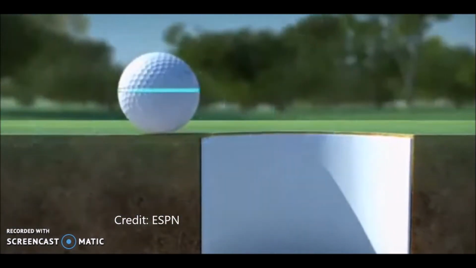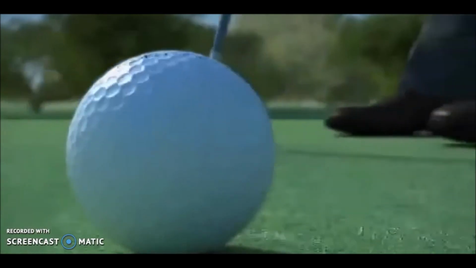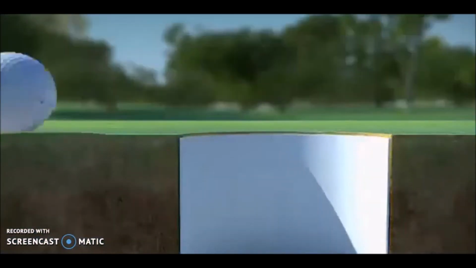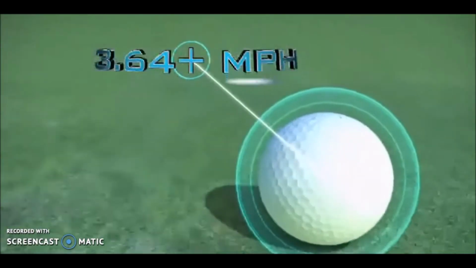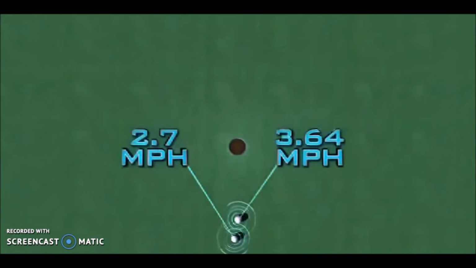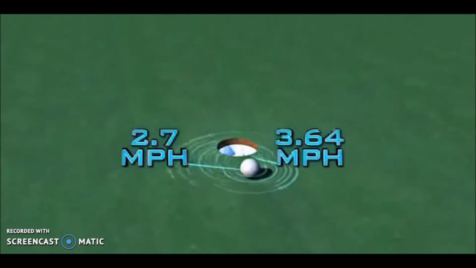To sink a putt, the ball's equator must get below the lip of the cup. A putt tracking directly toward the center of the cup cannot drop if the ball is moving more than 3.64 miles per hour. Off center by only 1 inch essentially shrinks the hole, reducing the ball's speed limit to only 2.7 miles per hour.